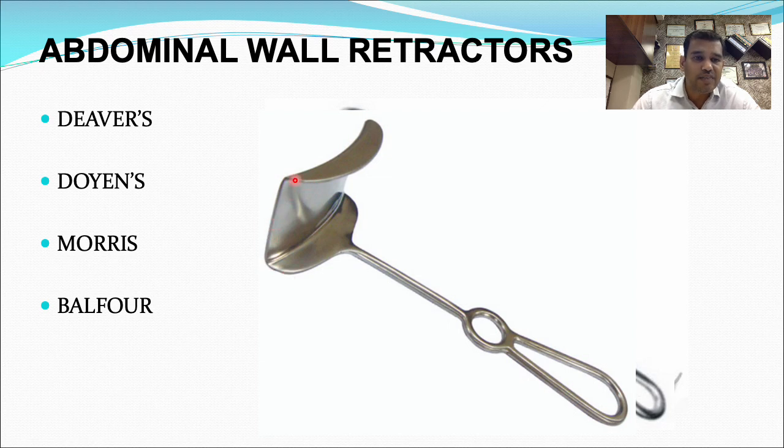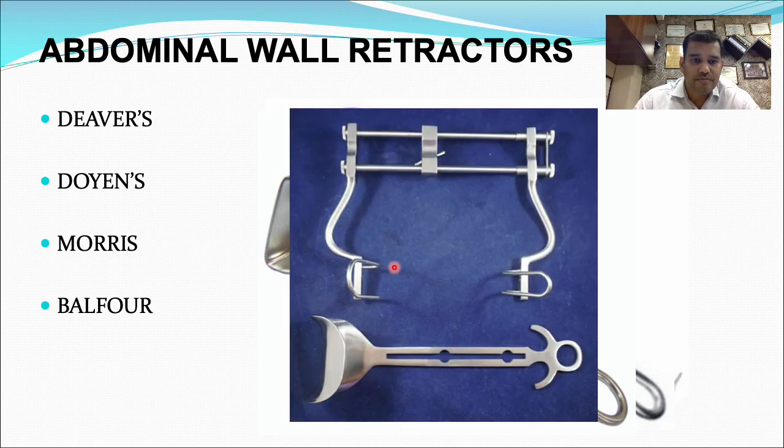There is a right angle. It is placed at the right angle. This is the blade part of the instrument. This is the handle, and this is the finger bow. The method of sterilization remains the same, that is autoclaving.